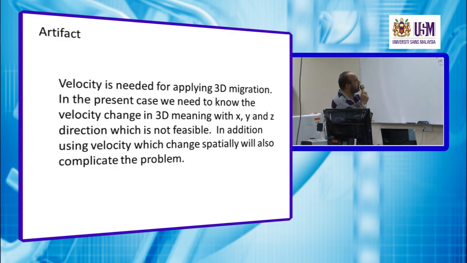The artifact here is that velocity is needed for applying 3D migration, the same case as for 2D migration. Okay? So in the present case, we need to know the velocity change in three dimensions, meaning in X, Y, and Z directions, which is not feasible. In addition, using a velocity which changes spatially will also complicate the problem.